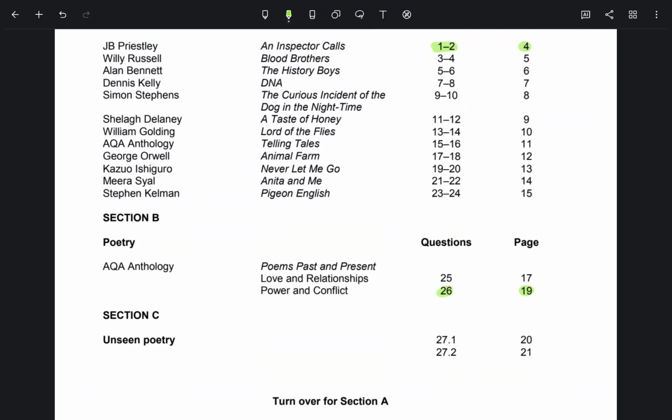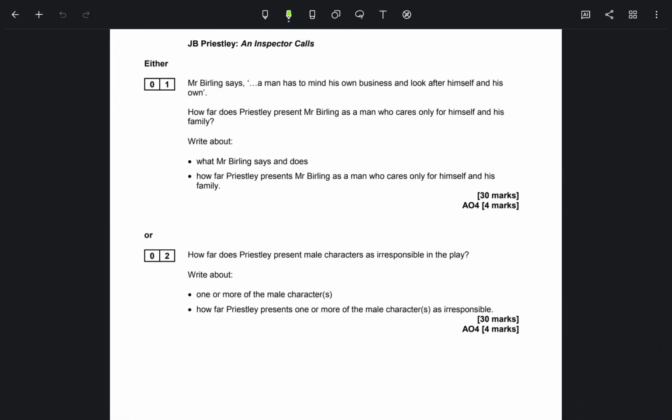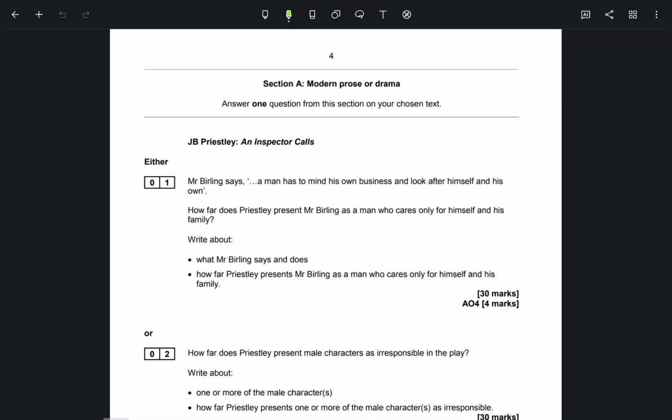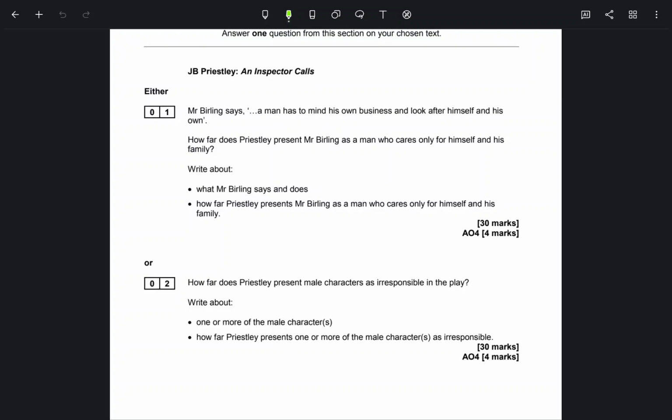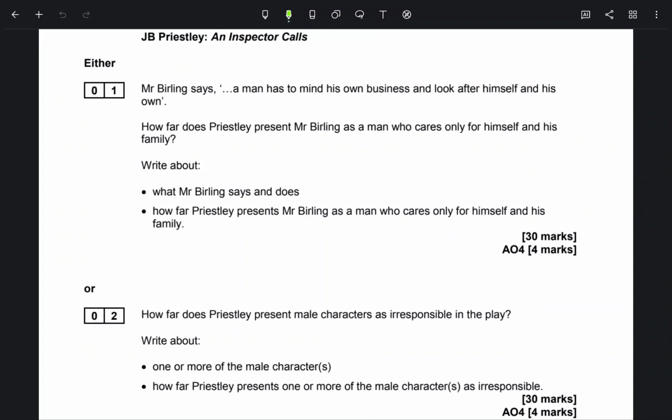So let's have a look at it, and then I can provide you with some generic tips, timings, how to approach the exam, etc. So as you can see, this is the first section, and you will be given a choice. Fortunately, so it could be, for example, if you're doing Inspector Calls, it could be in either number 1. Mr. Birling says, a man has to mind his own business and look after himself and his own.